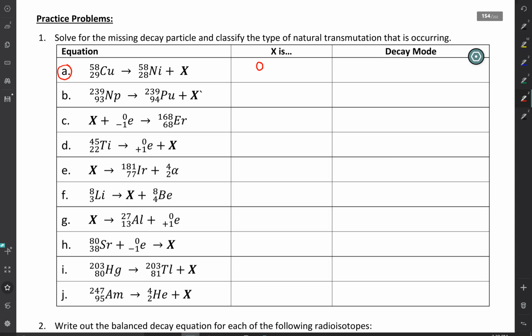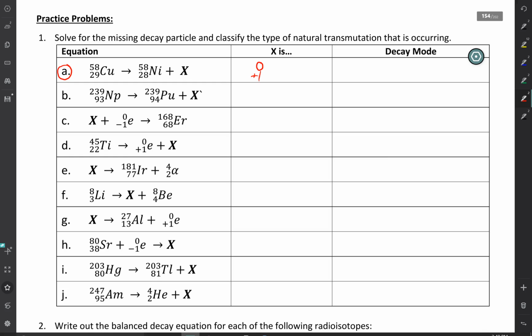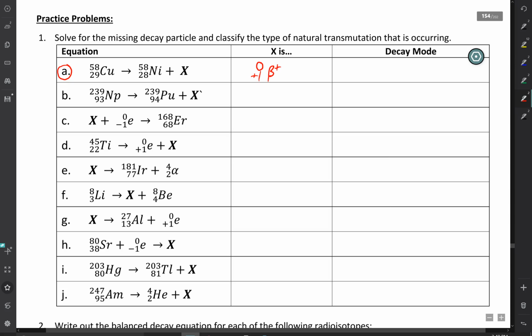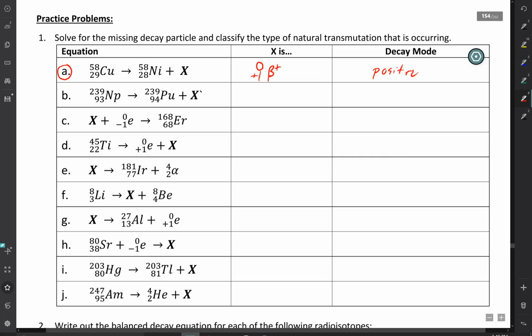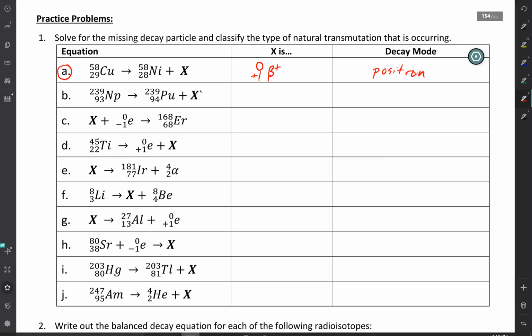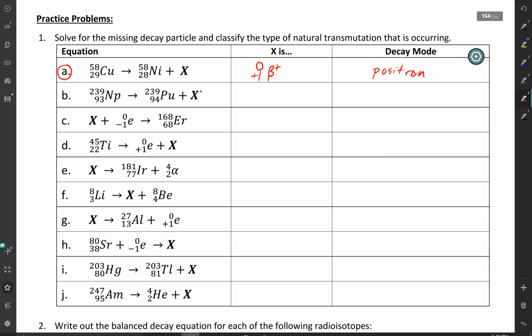On the reactant side, I have an atomic number of 29. On the product side, I have an atomic number of 28. What plus 28 will give me 29? Hopefully it's pretty clear that that must be something with a charge of plus 1. So I've got no mass and a charge of plus 1. It's going to be a beta plus particle, also known as a positron. So I'd say the decay mode is positron. And that's all we really need to do to solve for the missing part of our equation. Compare your atomic masses on product and reactant side, compare your atomic numbers on product and reactant side, and figure out the symbol.